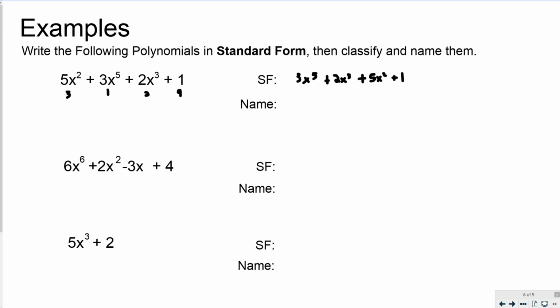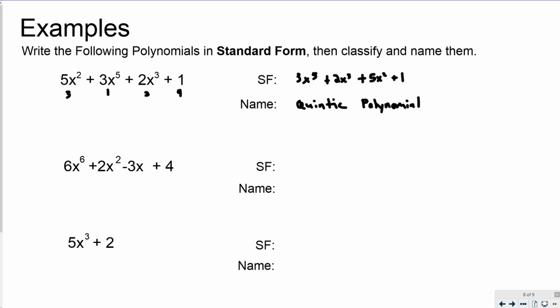plus 1. Notice for this that only the exponent, the x to the fifth, is the actual determiner of its degree. 5x squared has a larger coefficient, but it has a smaller degree than 2x to the third or 3x to the fifth. This would be named a quintic polynomial since it has 4 terms. Degree 5, 4 terms, quintic polynomial.